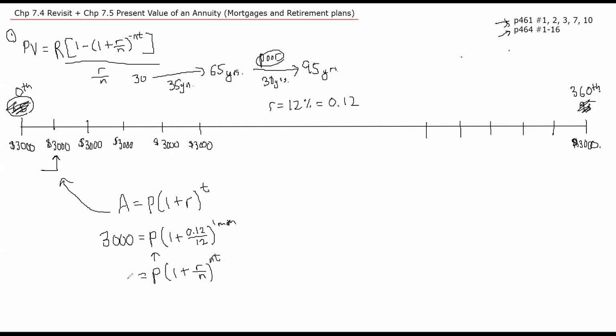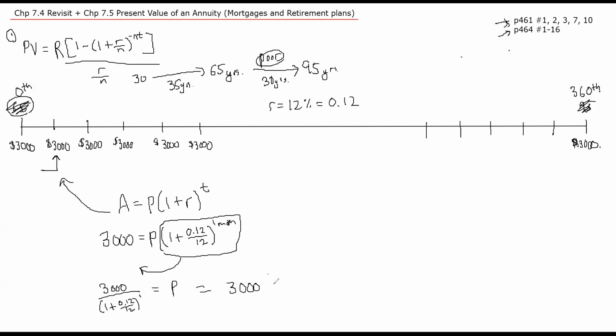So how do I get P all alone? How do I know what the principal value is? Well, I take this entire portion and I divide it to the other side. This becomes 3,000 divided by 1 plus 0.12 divided by 12, to the power 1. Another way I could write that is 3,000 multiplied by 1 plus 0.12 divided by 12 to the power of -1, right? Because you know that if you have an exponent in the denominator, you can turn it into a -1 and place it in the numerator.